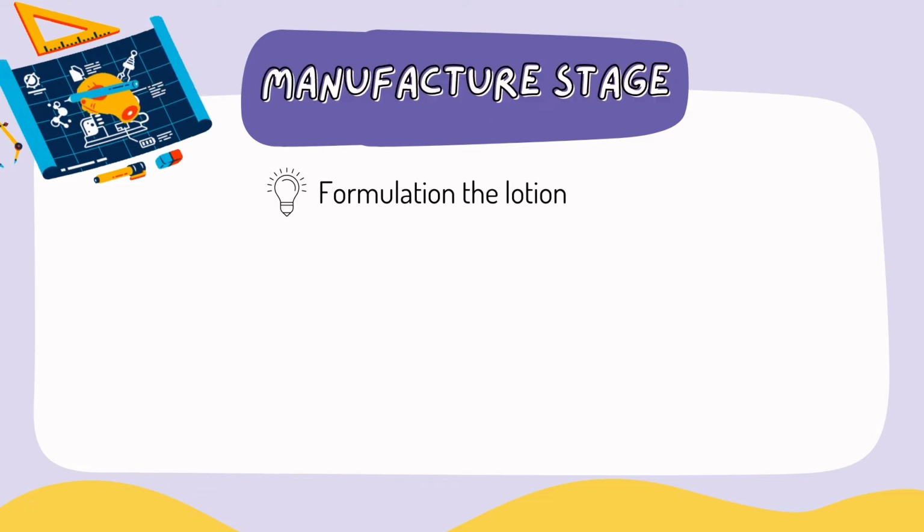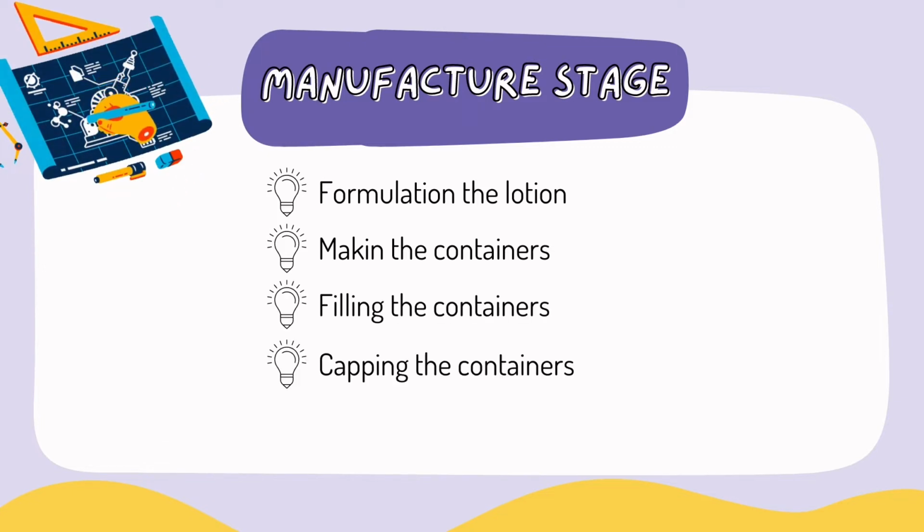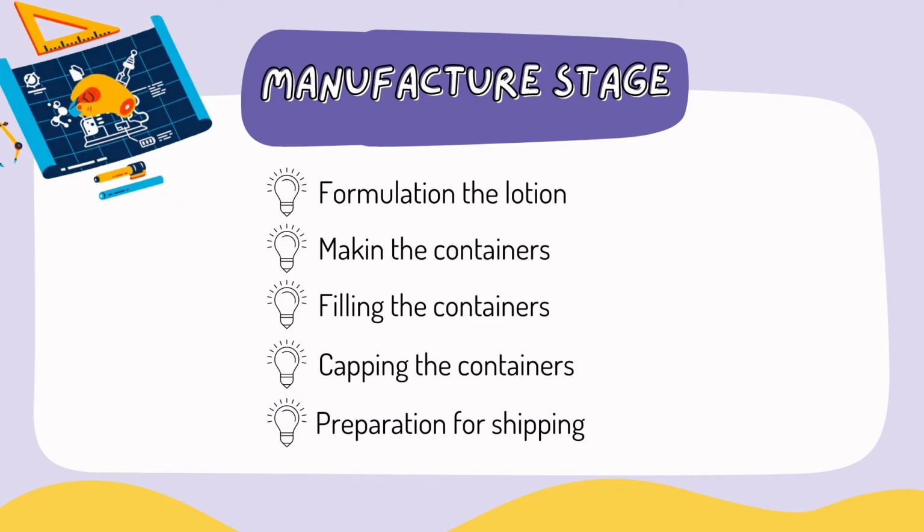Let's talk about the second stage, which is the manufacture stage. In this stage, the formulation of the lotion will be developed. Next is making the containers, including filling and capping the container with the lotion. Now, the sunscreen lotion is ready to ship.